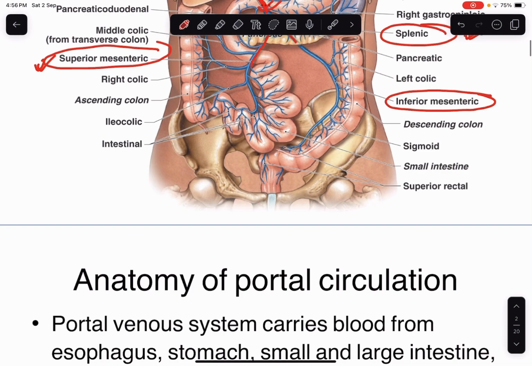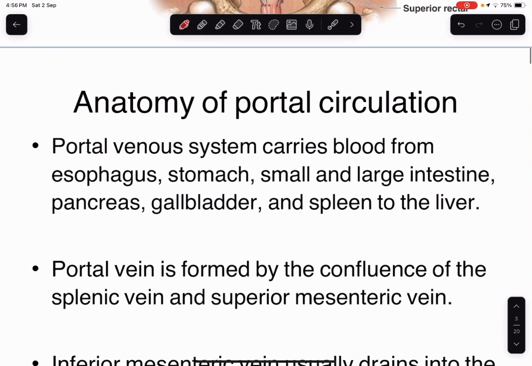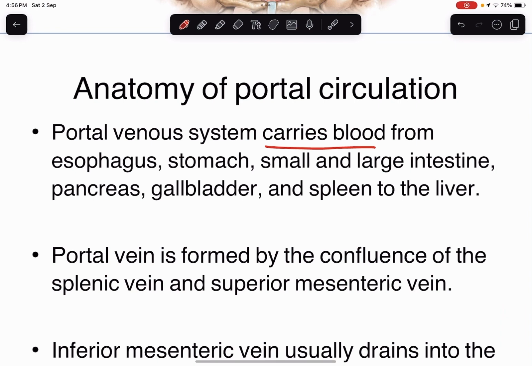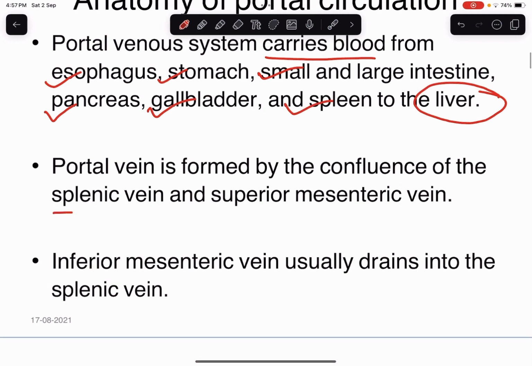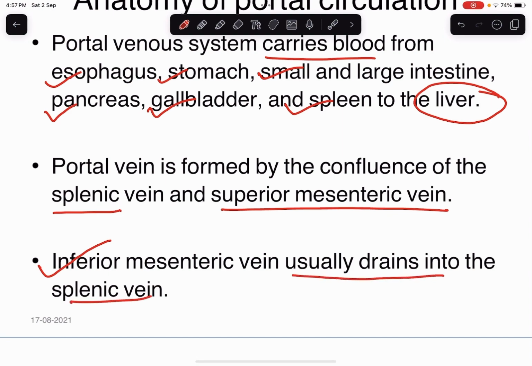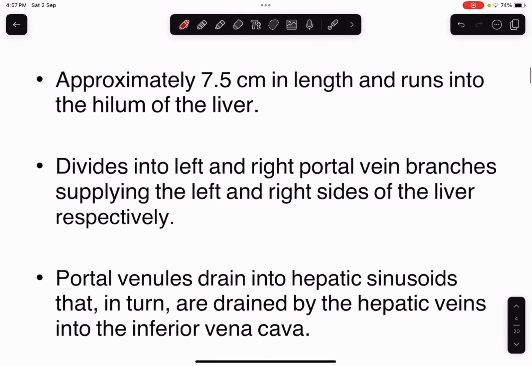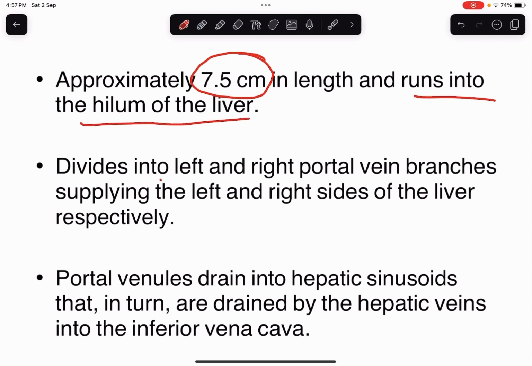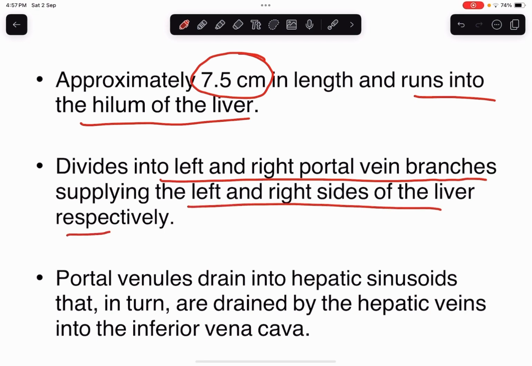The portal venous system, as we have just seen, carries blood from the esophagus, stomach, small and large intestine, pancreas, gallbladder and spleen, and carries it to the liver. Portal vein is formed by the confluence of the splenic vein and superior mesenteric vein, and the inferior mesenteric vein usually drains into the splenic vein. What is the length of the portal vein? The length of the portal vein is approximately 7.5 cm, and it runs into the hilum of the liver. It gets divided into left and right portal venous branches, supplying the left and right sides of the liver respectively.